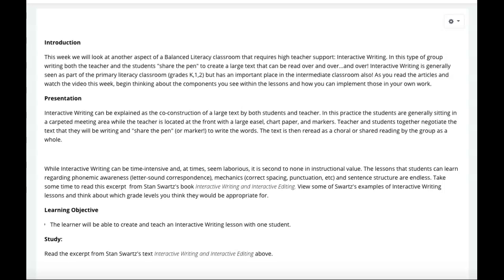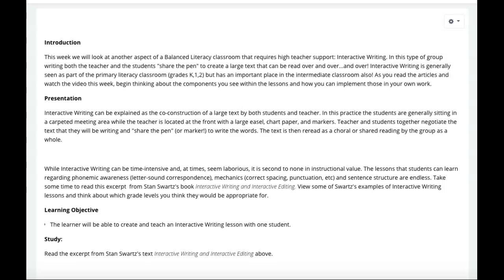With early writers, when you are writing a sentence with interactive writing, you're rereading after every word so that the children can decide where to put the next word. The student should be saying the word slowly to hear the sounds, not segmenting sound by sound, but stretching the word out. They're saying it slowly.